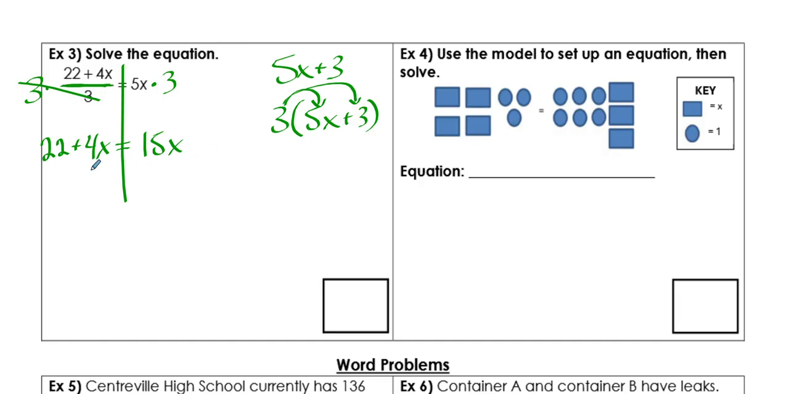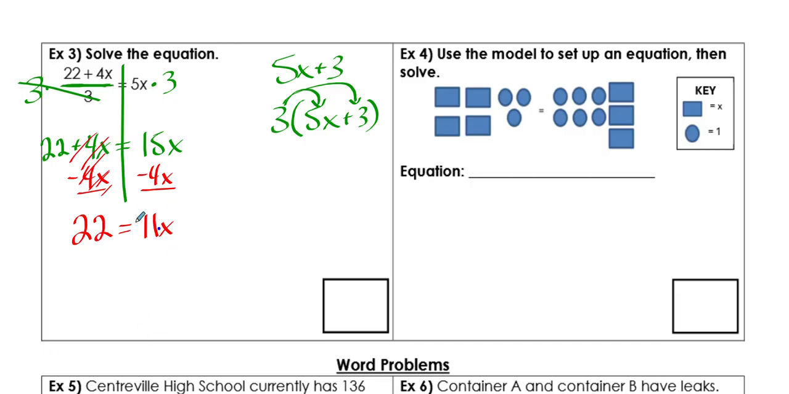So now I want to bring my variables to one side. I noticed I have 2 terms on this side, so I want to cancel out this x and bring it to that side. Right now it's adding 4x. I'm going to do the opposite of adding. We're going to subtract 4x from both sides. That gives me 22 equals 11x.